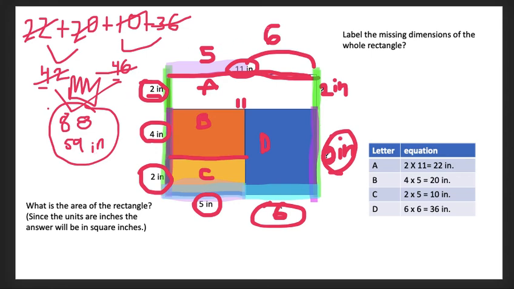I know that was a lot, but I know that you worked through it too. So this was an excellent job. We found the missing dimensions, the missing lengths. Then we found the area of each rectangle. We added up the area of each rectangle to find out the area of all of those rectangles combined together.